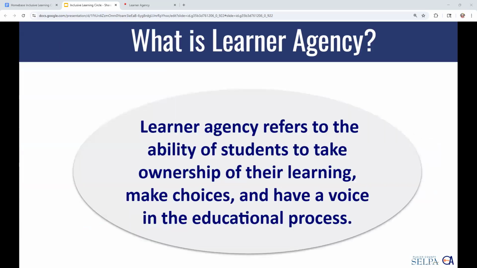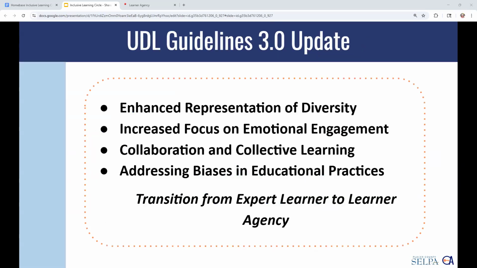So first, to start out, what is learner agency? Learner agency refers to the ability of students to take ownership of their learning, make choices, and have a voice in the educational process. A lot of what people put in the chat for our inclusive welcome was centered around this idea, the importance of learner agency and the importance of having a voice.